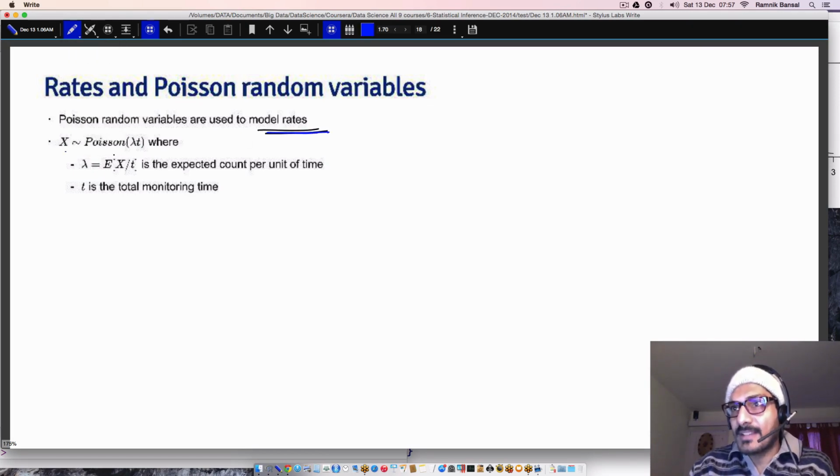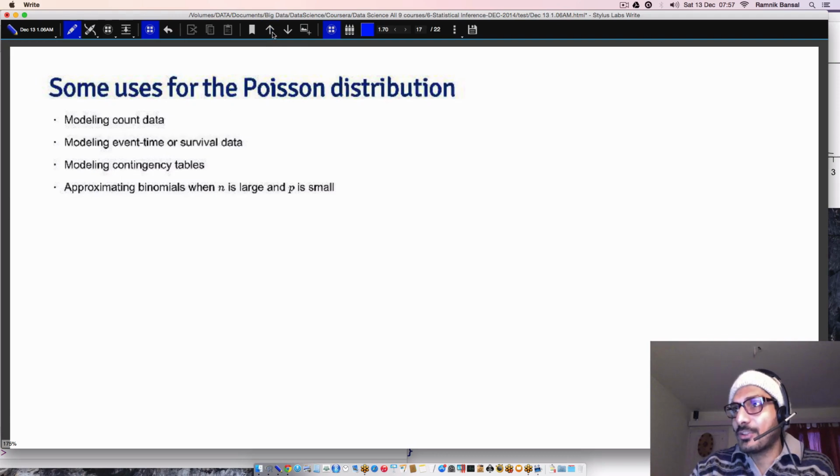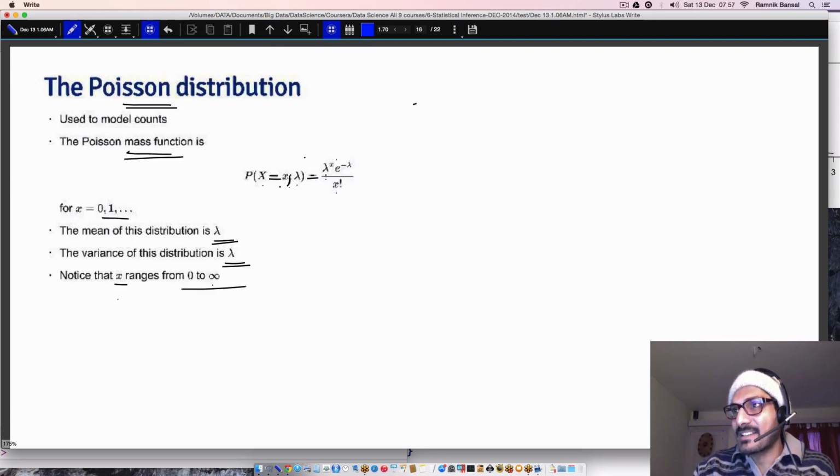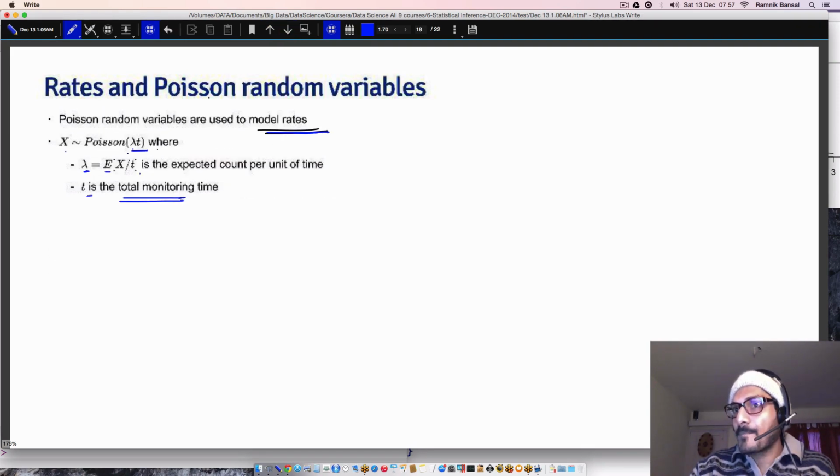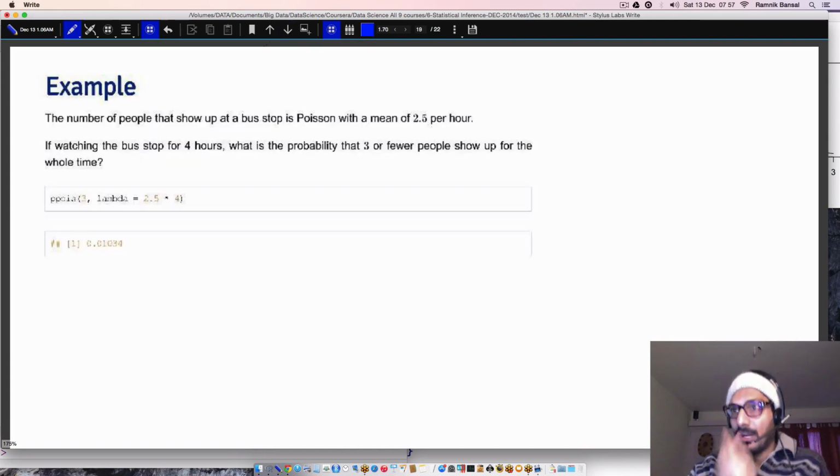So I can say X is Poisson of lambda t, where lambda is the expected count divided by t. Basically I use this concept of t, the total monitoring time. What we saw is we had two parameters, x and lambda. I can transform it to a Poisson distribution wherein I multiply by a value called t. For example, the number of people that show up at a bus stop is Poisson with a mean of 2.5 per hour.